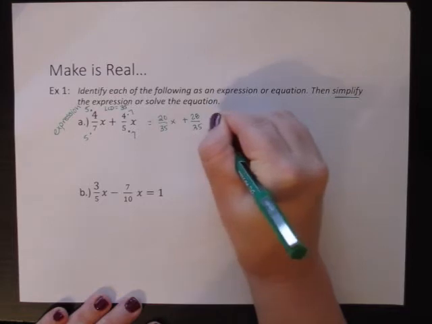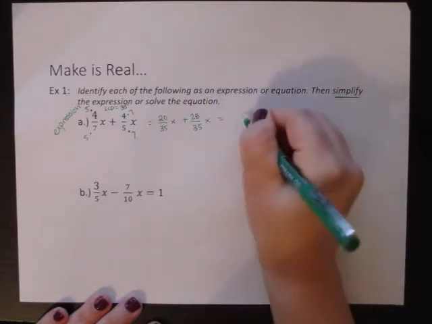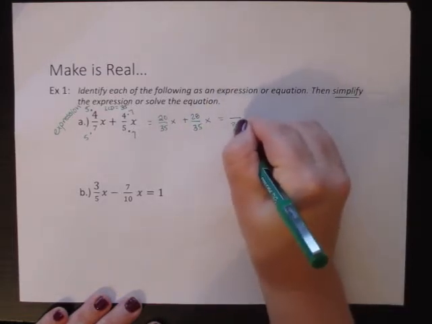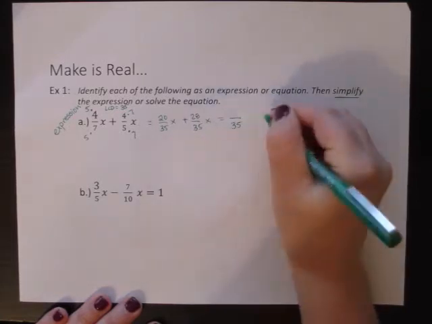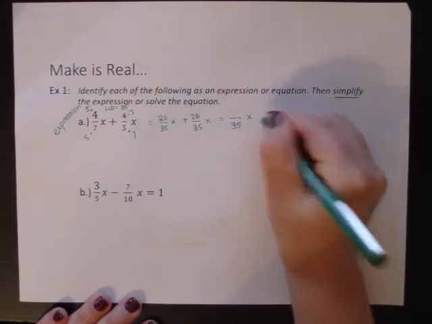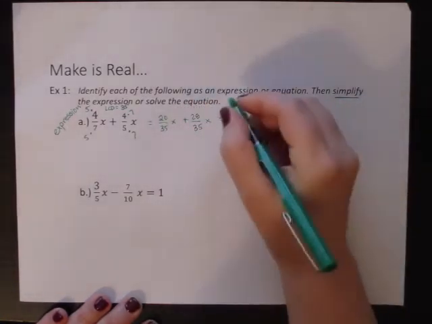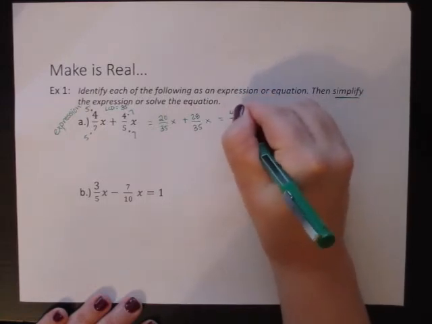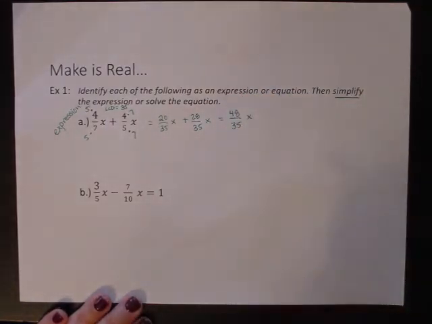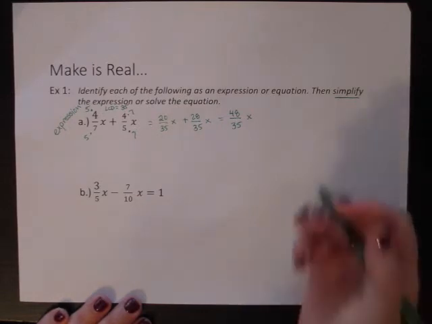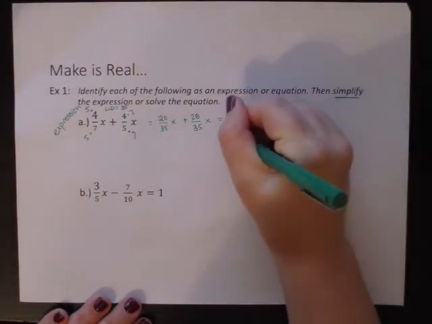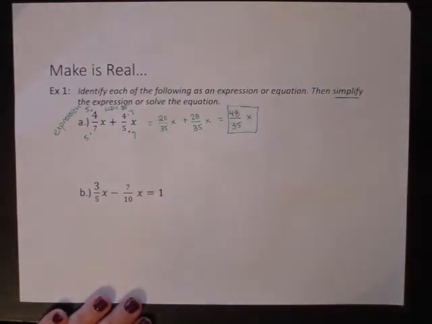over 35x. Now my denominators are the same, so I can keep that denominator. The terms are the same, so I keep that x. And then 20 plus 28 is going to be 48. The last thing I have to check, since it's a fraction, is can I simplify this? And no, you cannot. So this is as simplified as it possibly can be. Alright, let's look at the next one.